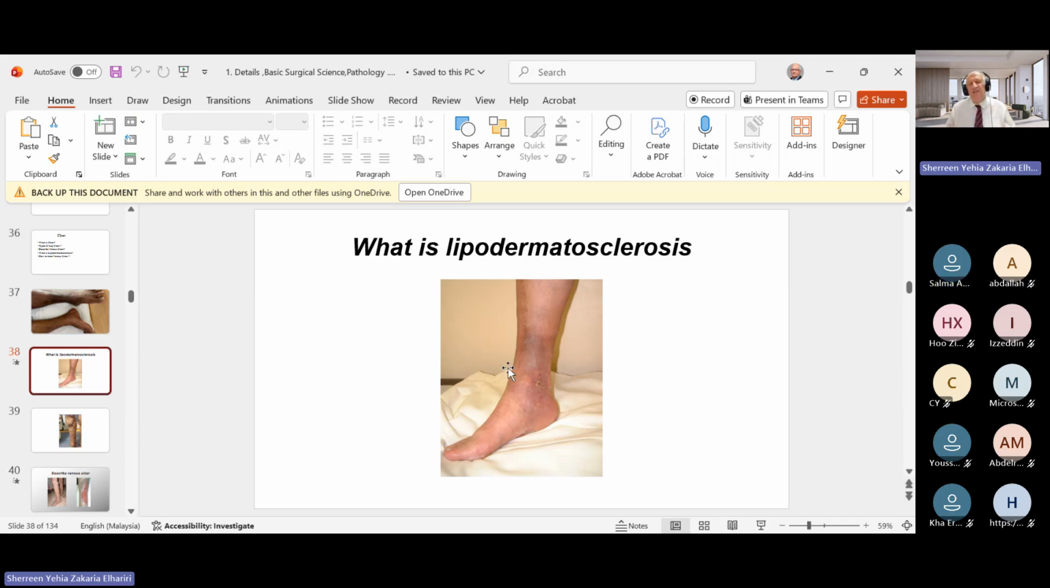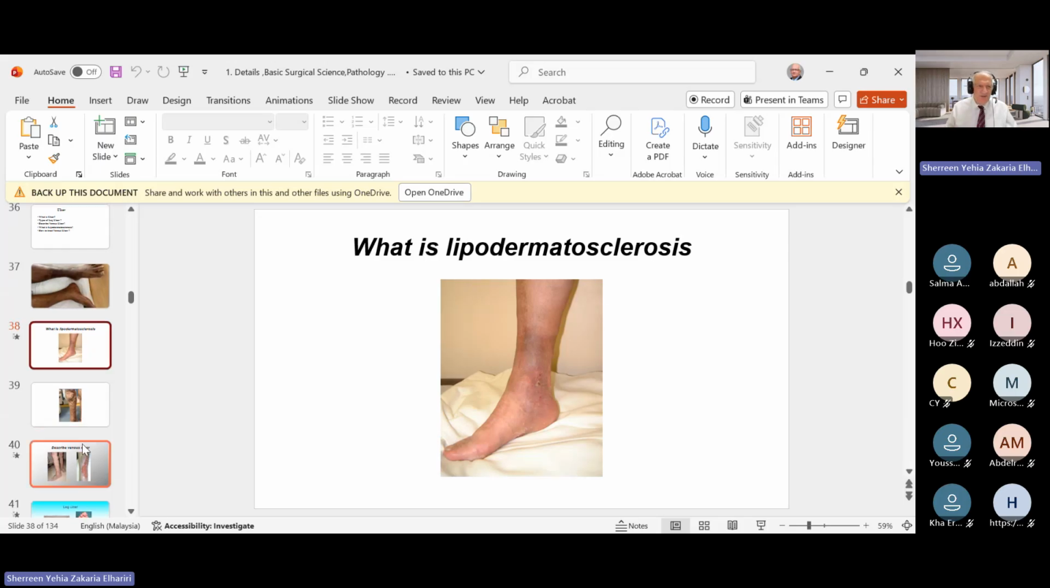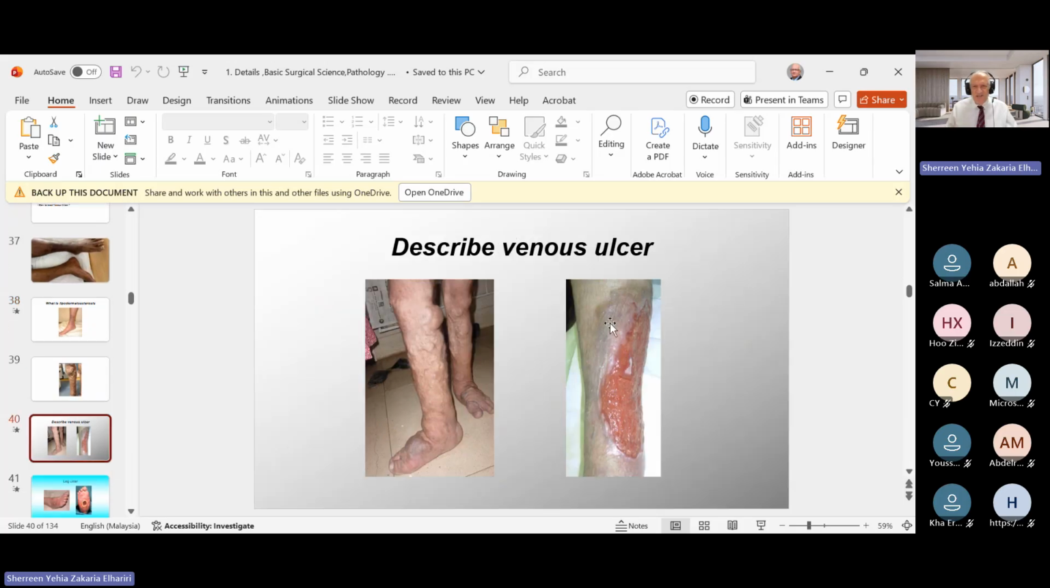Because of insufficiency of the venous system, meaning venous hypertension. Venous hypertension can cause rupture of venules or capillaries, and hemoglobin comes out, is engulfed by macrophages, and makes hemosiderin granules, making this color, which is called lipodermatosclerosis. And you can have a venous ulcer like this picture, with sloping edge; it can be infected, can be healed, can have granulation tissue.